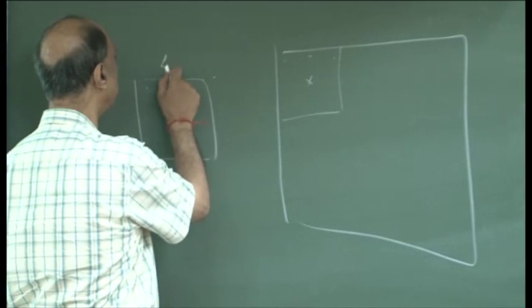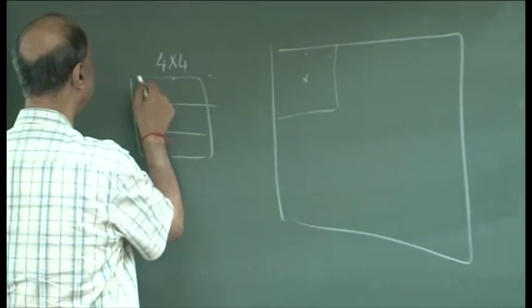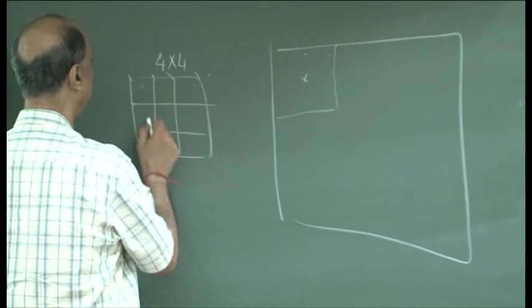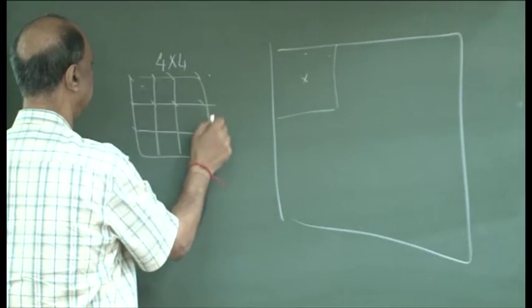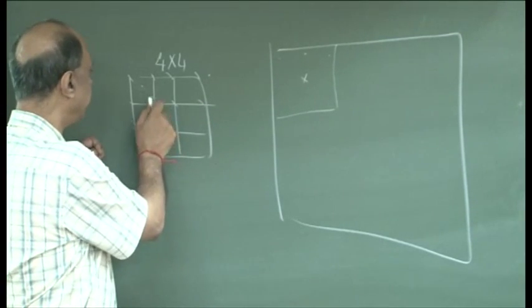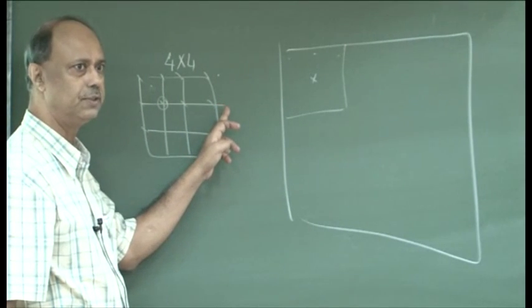Suppose it is 4 cross 4. So, to obtain, let us assume that 4 cross 4 means what? 1, 2, 3, 4, 5, 6. Right? This is a 4 cross 4. Now, which one will be the central pixel? If you put this in central pixel, then you are giving the weightage to these two columns.